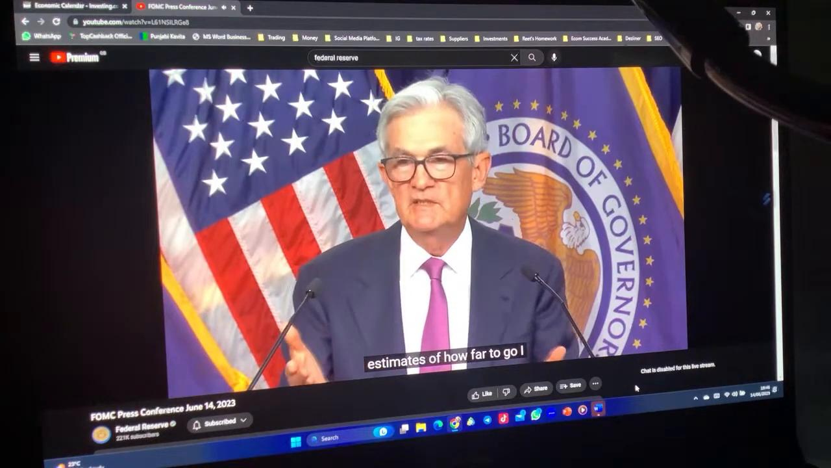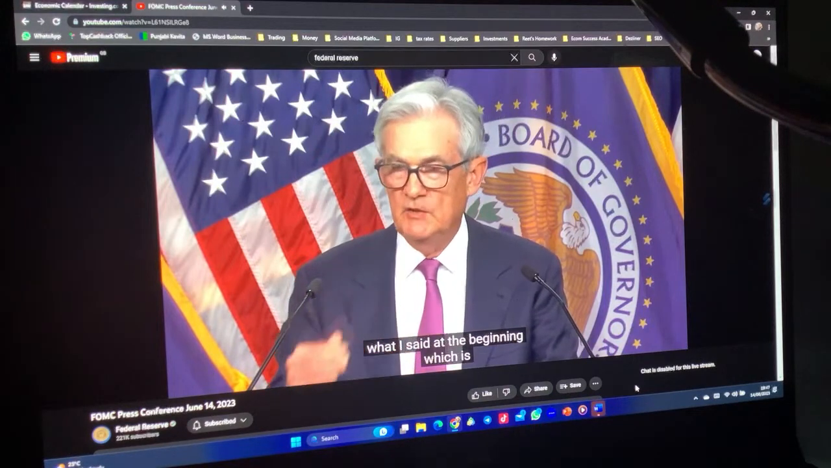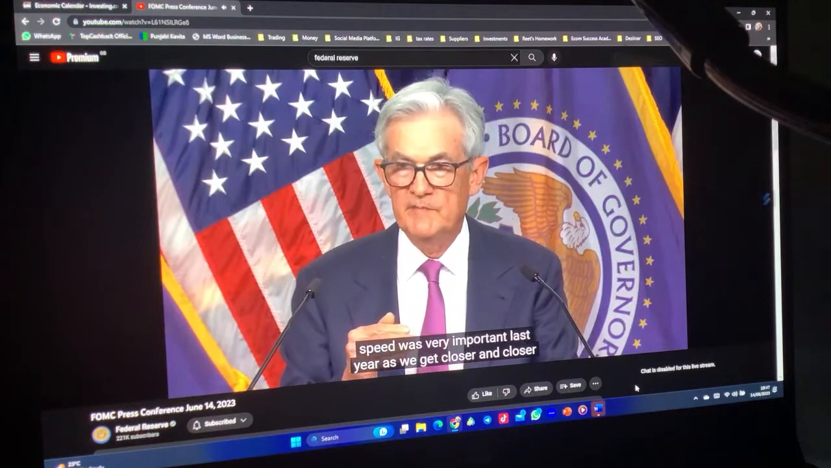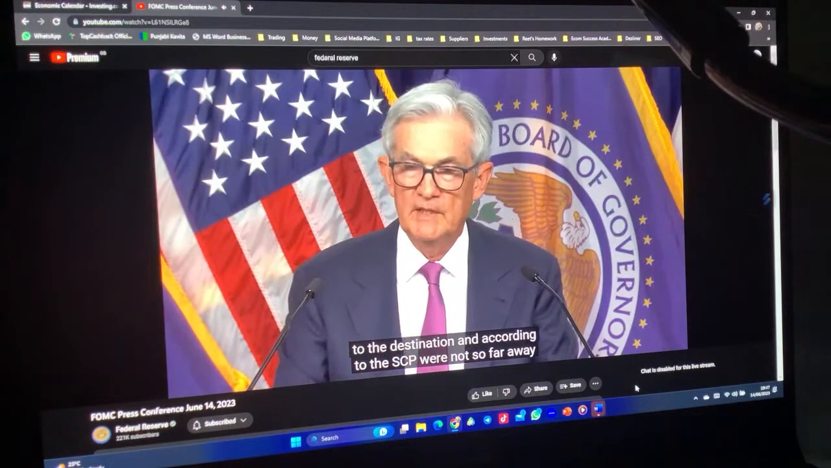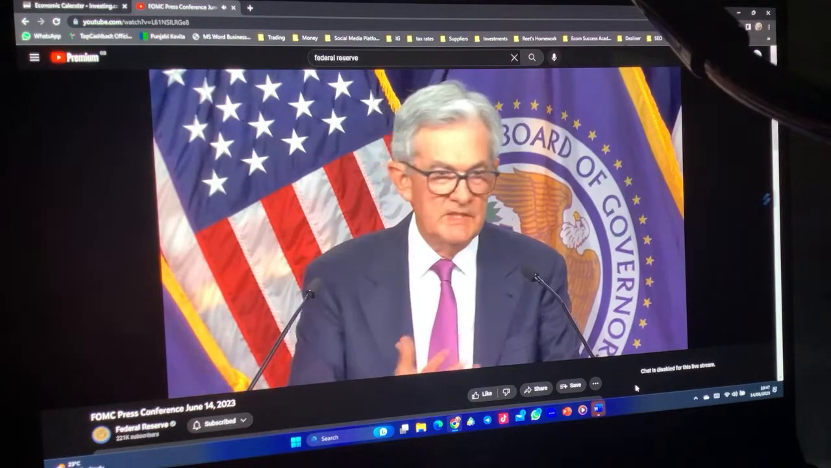In terms of speed, it's what I said at the beginning, which is speed was very important last year. As we get closer and closer to the destination, and according to the SEP, we're not so far away from the destination in most people's accounting, and how volatile the market is. The market has been a little volatile, so it's common sense to not go that fast now, but it's just a reasonable bit.